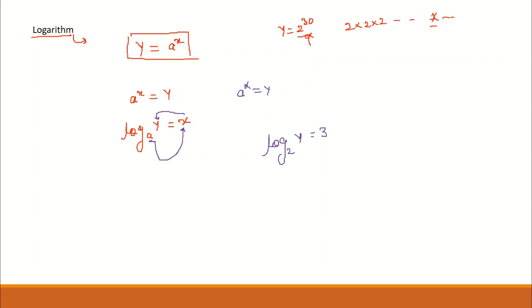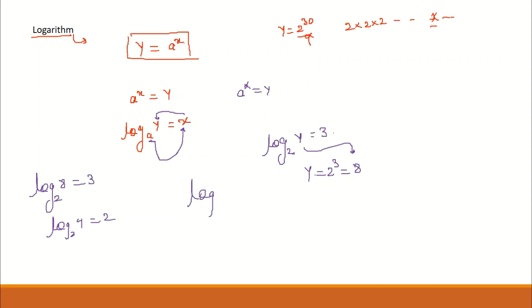Then what is the value of y? The y is 2 to the power 3, that is nothing but 8. y should be 8, only then it will work. That means I can say that log 2 8 has value 3. log 2 4 has value 2. log 3 81 has value 4. So these are the values or interpretation of the logs where this is said to be the base.